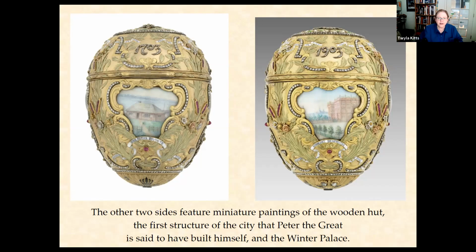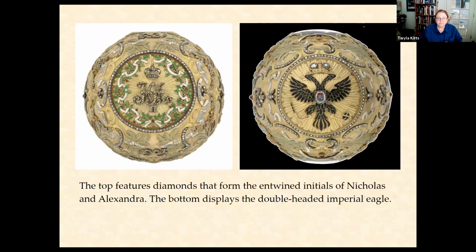But you can see the two dates, 1703 and 1903. There were celebrations all through St. Petersburg and actually all through Russia for this amazing event. So the very top features the diamonds that form the entwined initials of Nicholas and Alexandra. You can see the Russian N looks like an H, and then the A for Alexandra right there, and the little second for Nicholas II. And then the double-headed imperial eagle is on the bottom.